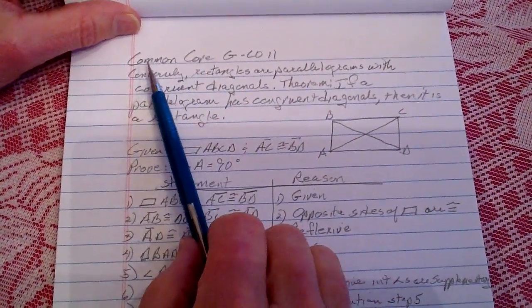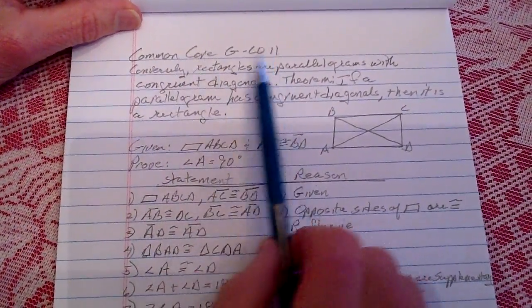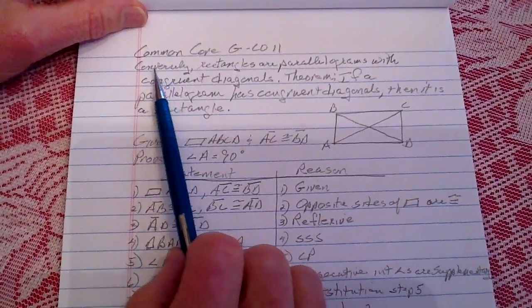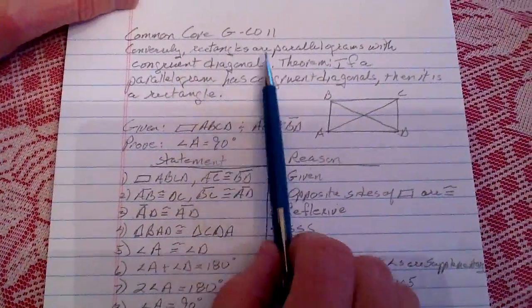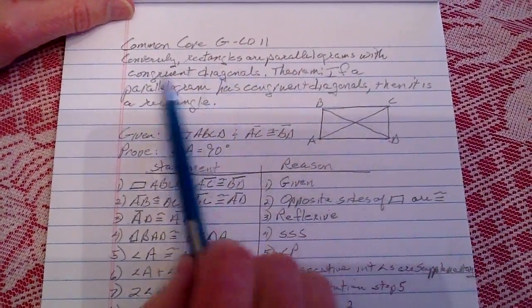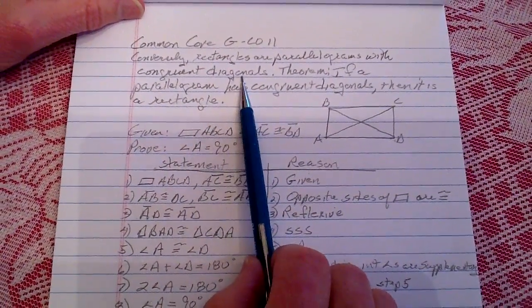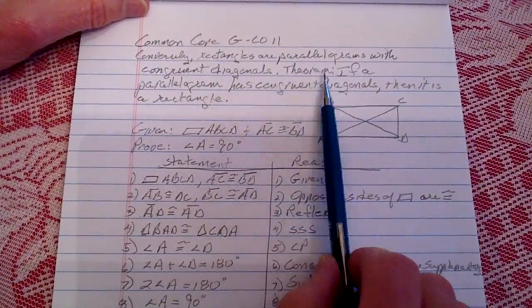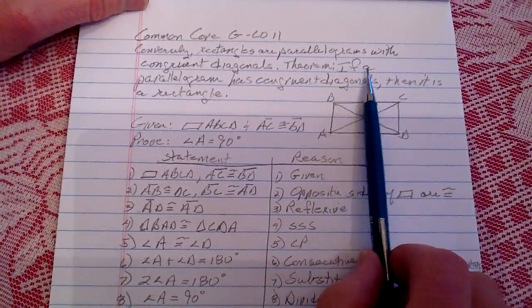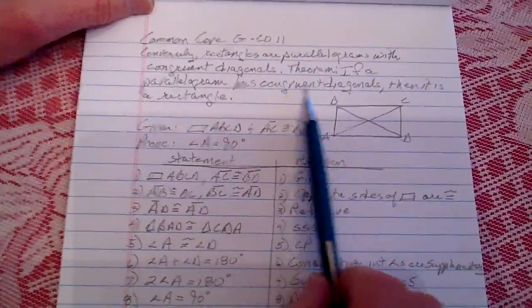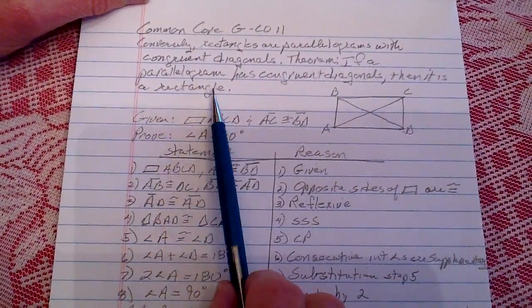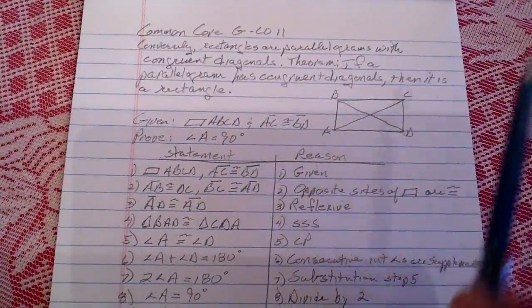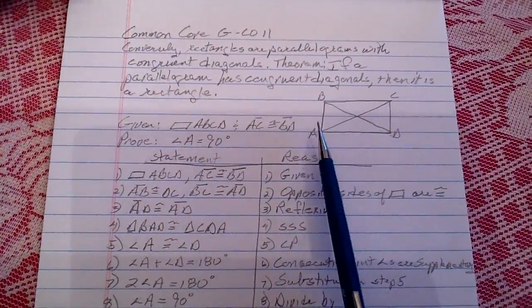Today, we're going to be working again with the Common Core objectives, and this one states, conversely, rectangles are parallelograms with congruent diagonals. That's the theorem. So the statement of that theorem would be, if a parallelogram has congruent diagonals, then it is a rectangle.